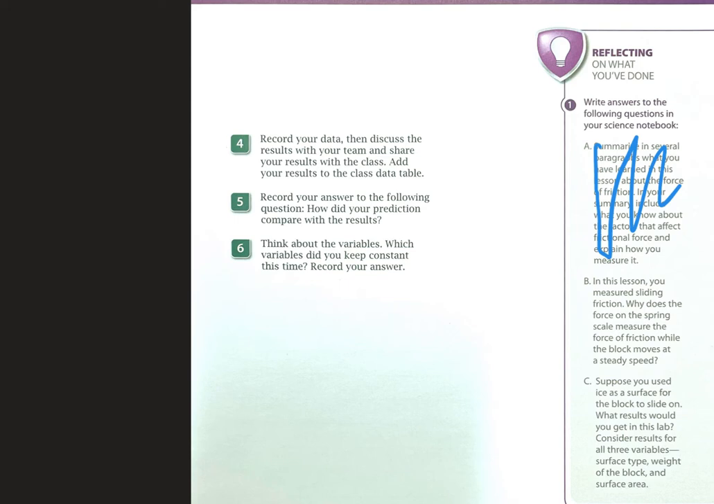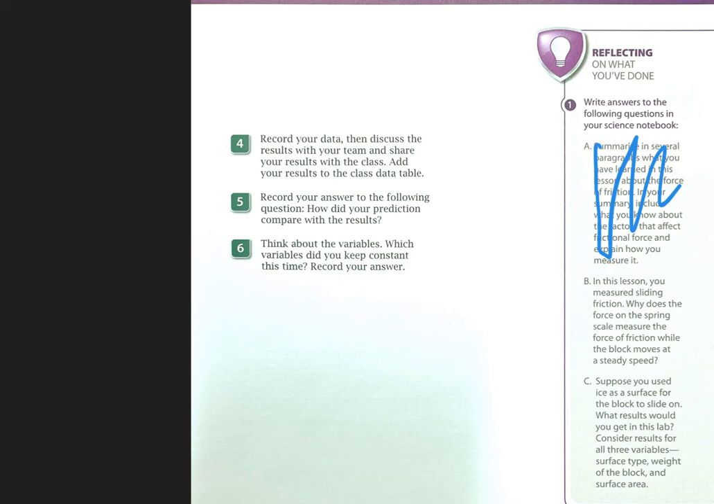So 6, think about the variables. Which variables did we keep constant? Record your answer. So this is a scientific method question. The independent variable for this was the surface area. We changed the way the block was oriented on the surface, or we changed its position so that it would sit on a different side. What variables did we keep constant in this experiment? Pause the video, answer the question.